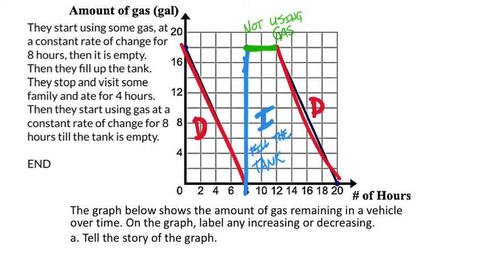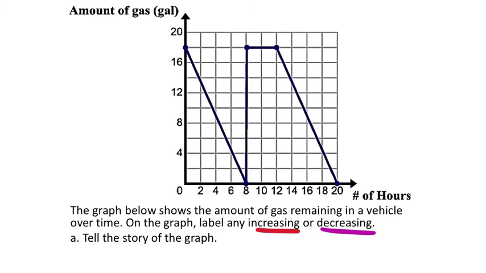So on this one, the graph below shows, well, I guess it's above on this one. The graph above shows the amount of gas remaining in a vehicle over time. On the graph, label any increasing or decreasing. So let's start with that. Let's start with our increasing or decreasing. Increasing, decreasing in purple.